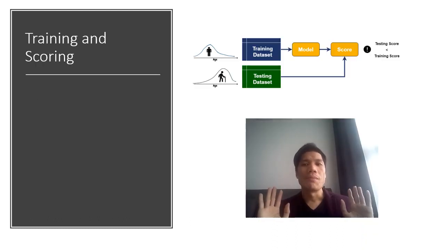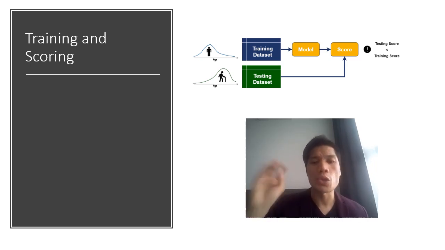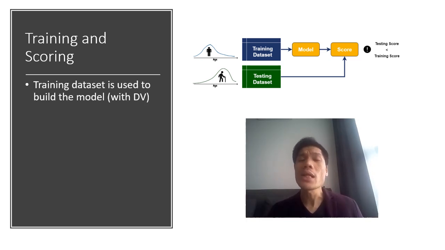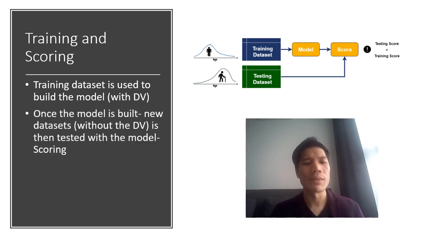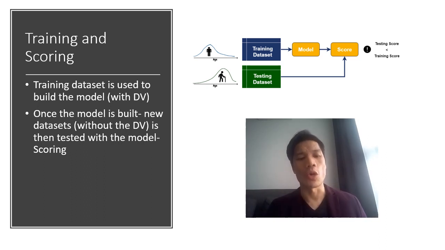Okay. Because we are doing a predictive model, you need to split the data into a training data set and a testing data set, which we also call the scoring data set. Now, the training data set is the one that we're going to use to build the model. This is the one with the dependent variable, with two categories. Of course, we're talking about binary logistic here. Now, once the model is built, the new data set without the DV is what you test the model on, and we call this the scoring.